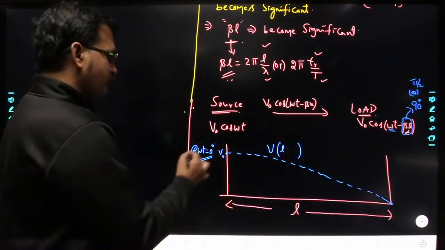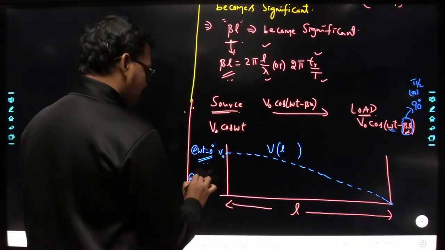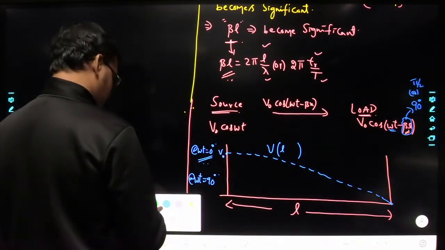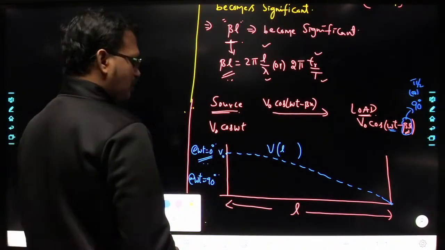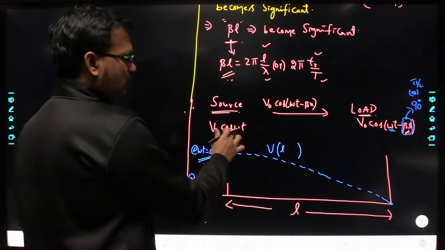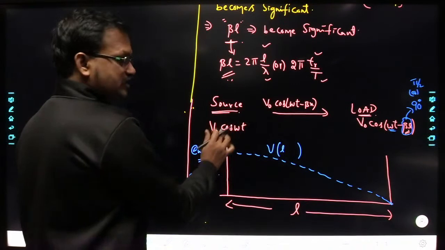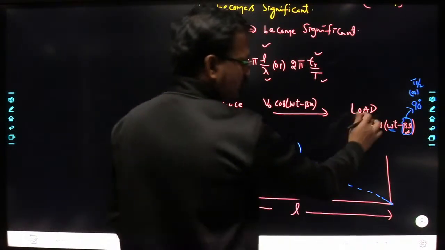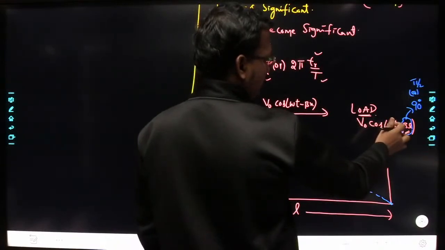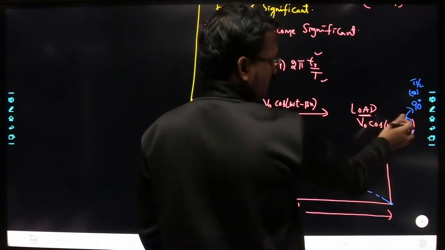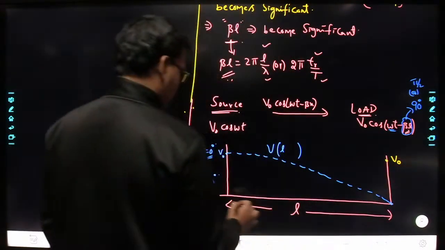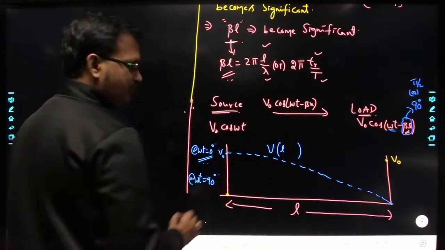Understood. Now, if you consider another instant of time, let us say omega t equal to 90 degrees. At this instant, what will happen? At omega t equal to 90 degrees, the source voltage will become 0, and the load voltage will become V0. Yes or no? At omega t equal to 90, you have 90 minus 90, so cos 0. That means here you are going to have the maximum voltage, and at the source you are going to have the minimum voltage.